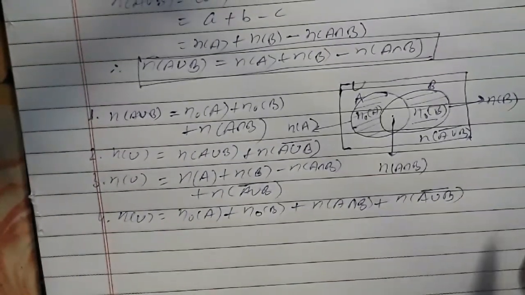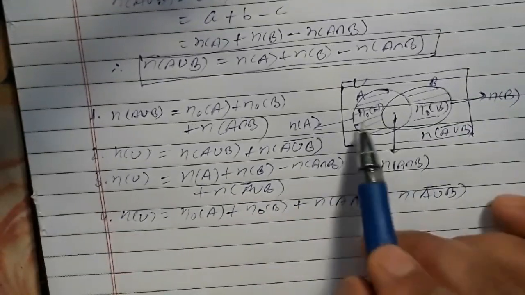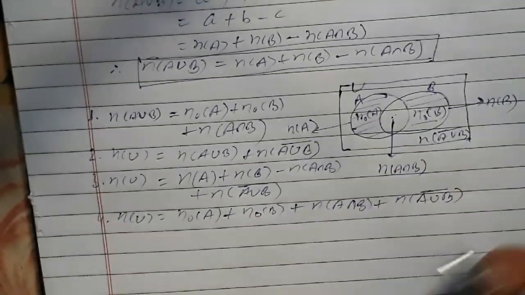So I think you have no problem, and now I think you understood. This plus this plus this plus this means n of U.